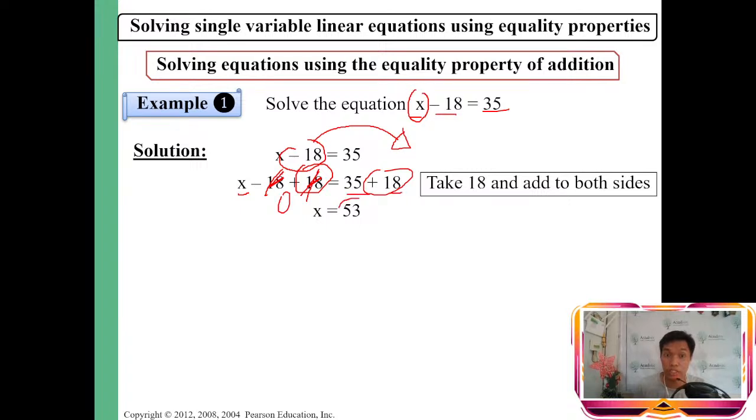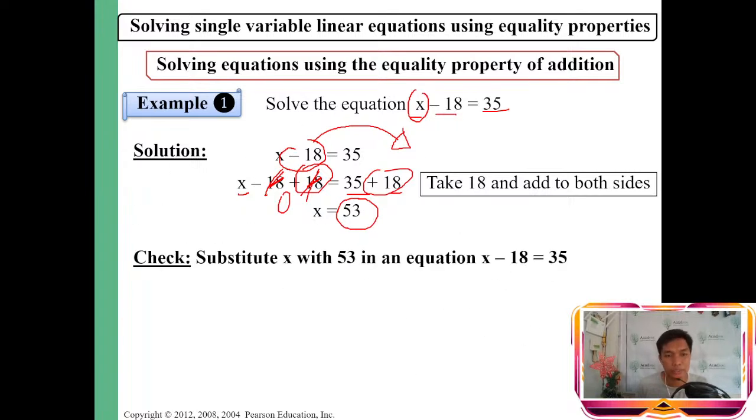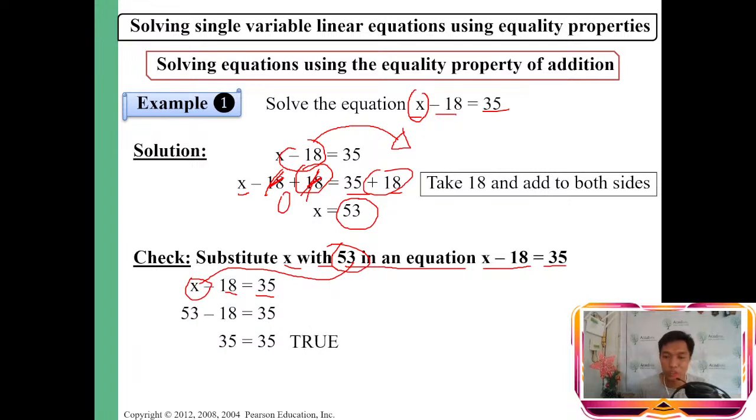35 plus 18 is the sum. So it's very simple. Substitute x with 53 in the equation x minus 18 equals 35. That is the last part, we need to check. What is x? X must be changed to 53. 53 minus 18 equals 35, so it means they are true.